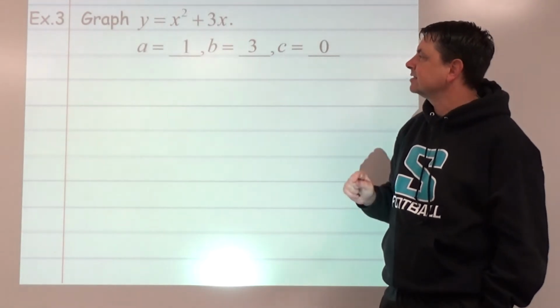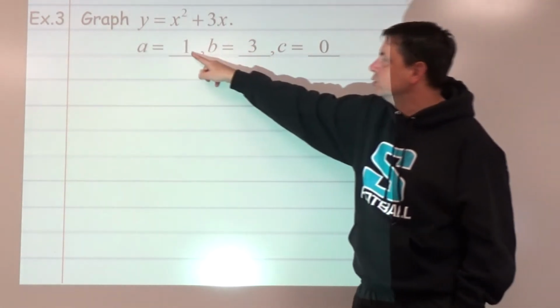Now let's do our formula. X is the opposite of b divided by 2 times the a.